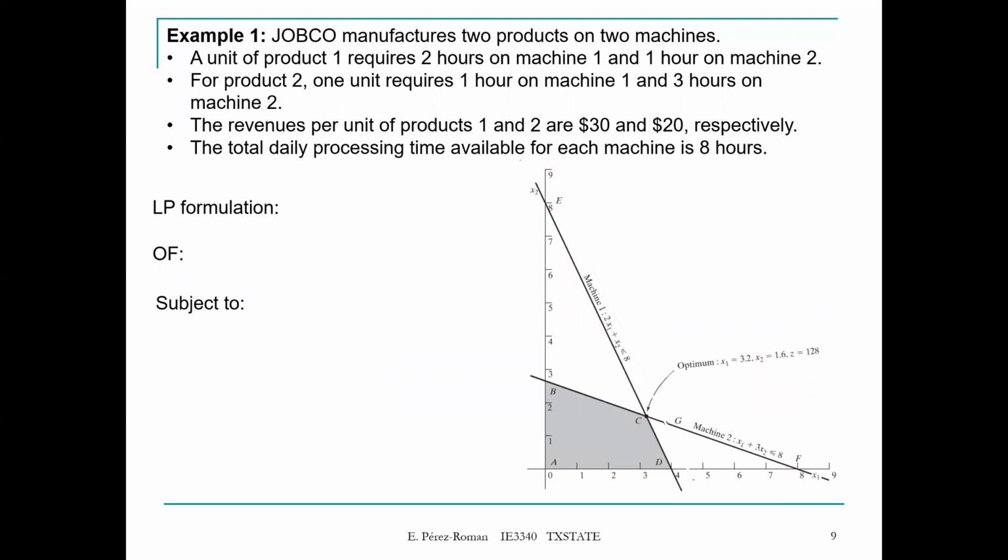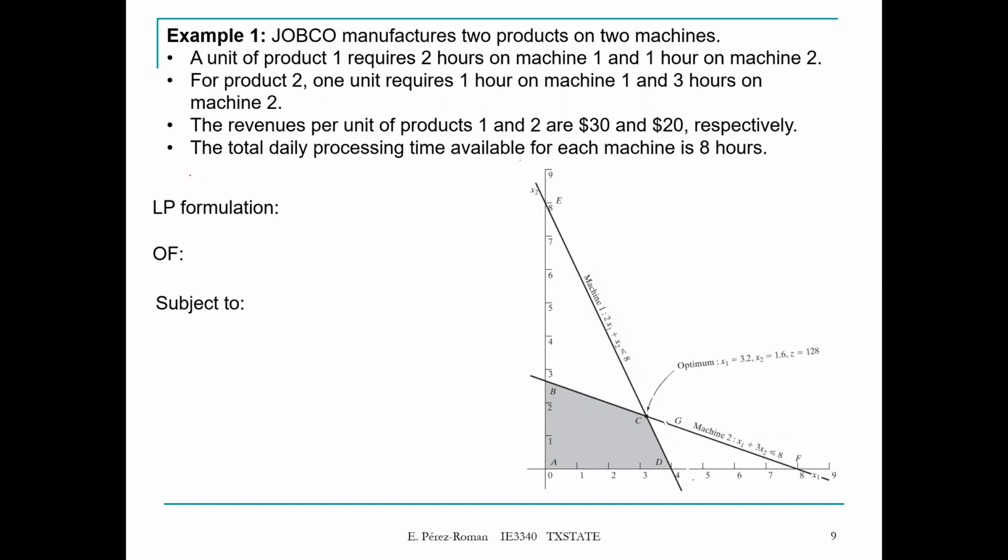So we have Jeffco, which manufactures two products on two machines. A unit of product one requires 2 hours of machine one and 1 hour of machine two. And for product two, one unit requires 1 hour of machine one and 3 hours on machine two. The revenues per unit of product one and two are $30 and $20 respectively. And the total daily processing time available for each machine is 8 hours.